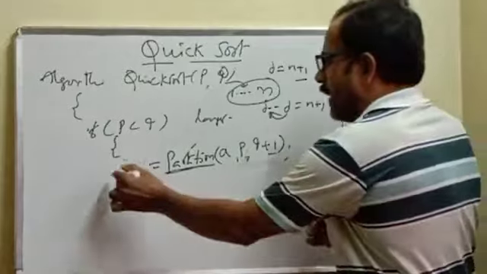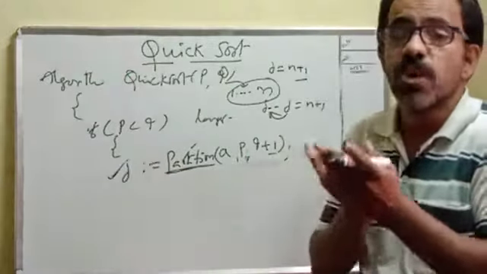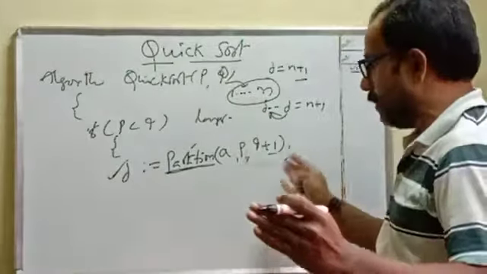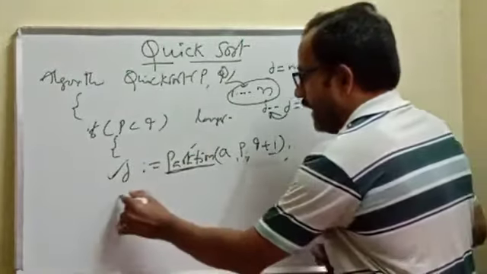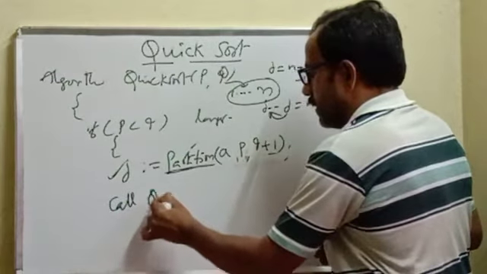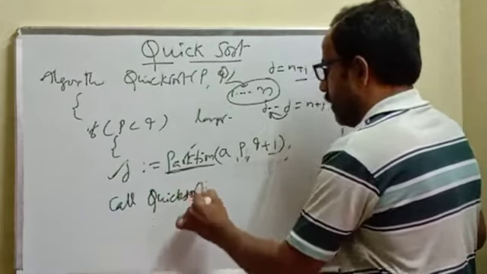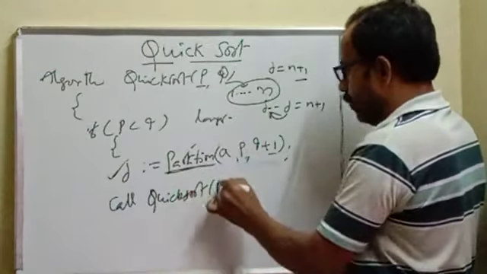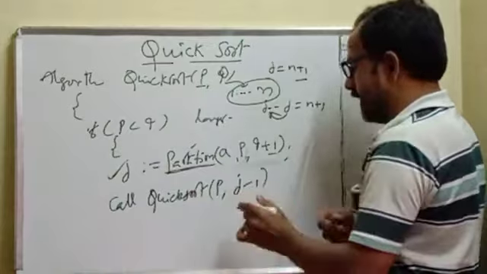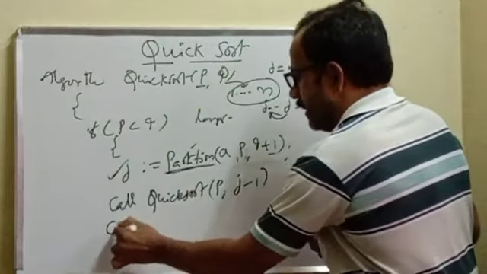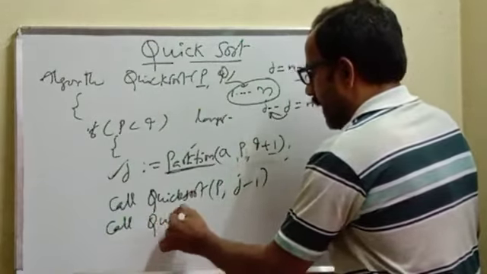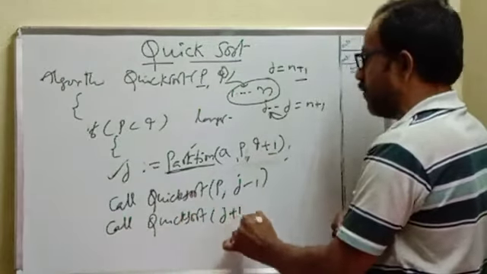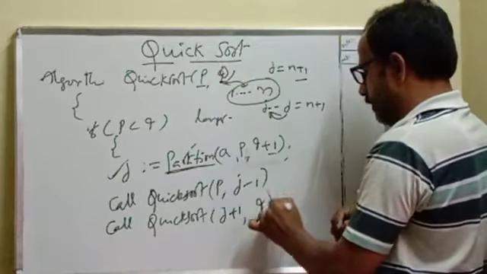Then we say that here we can conclude that A of j is in its original location. Then we need not consider A of j. Now consider the left part and right part of j and apply quicksort immediately on two problems. One is p to j minus 1, because A of j is there in its own location, that is sorted, and another quicksort is applied on the right side part of j. The right side part of j is j plus 1 to q, the right side index number.